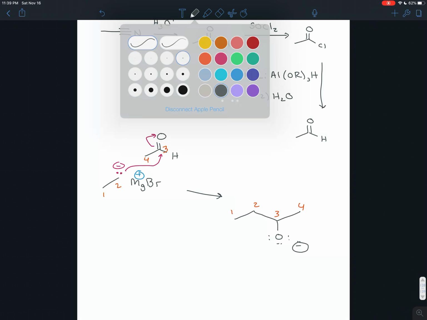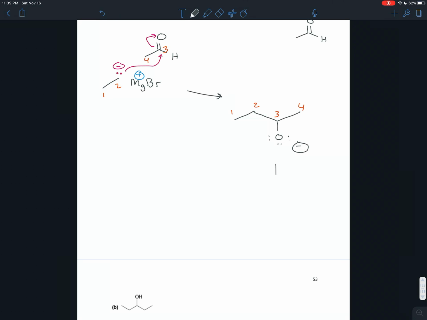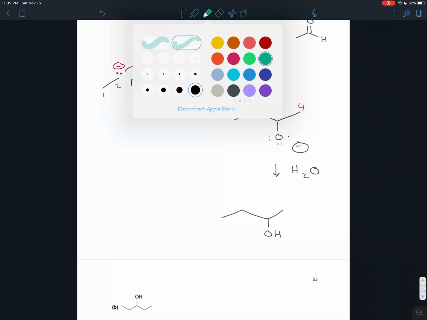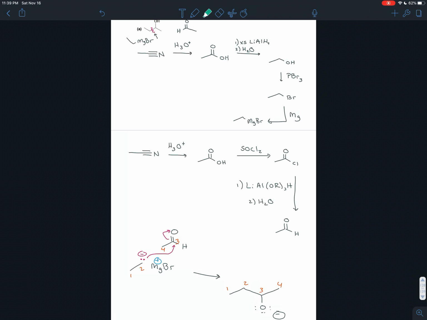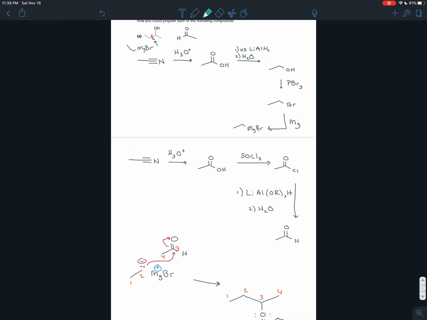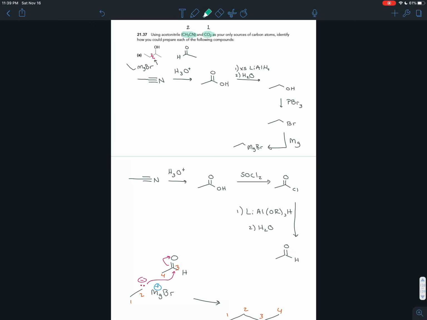So then you just have to treat it with a little bit of water to do a proton transfer to stabilize that negative charge, and you'll have your product, 2-butanol. So it's a little bit of a slog. You first have to turn, in each of the cases, we notice we don't have any nitrogen there.